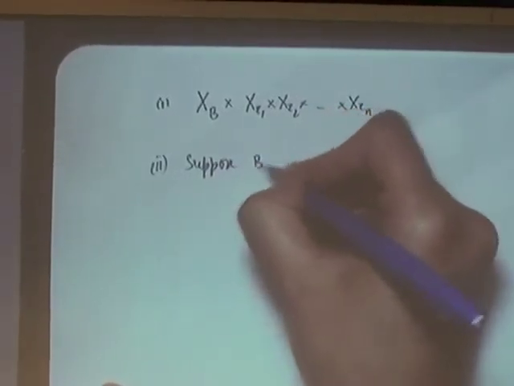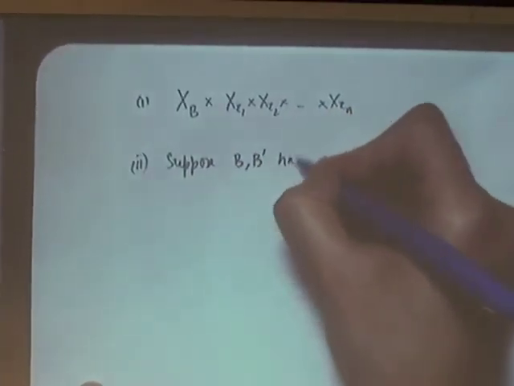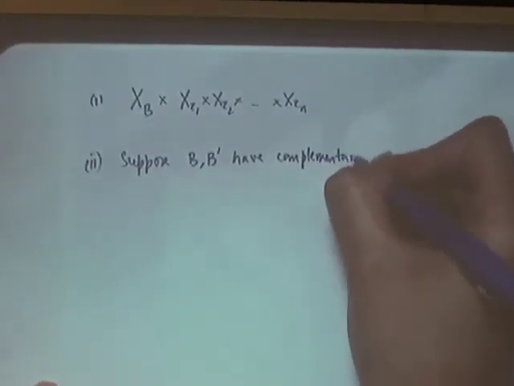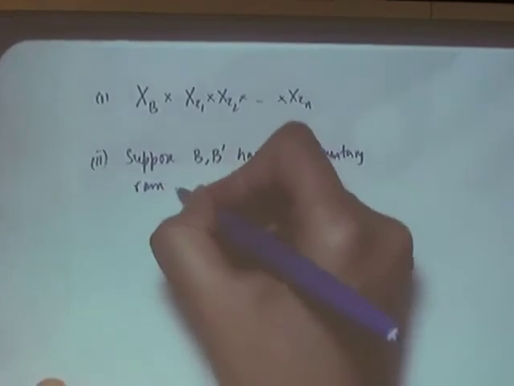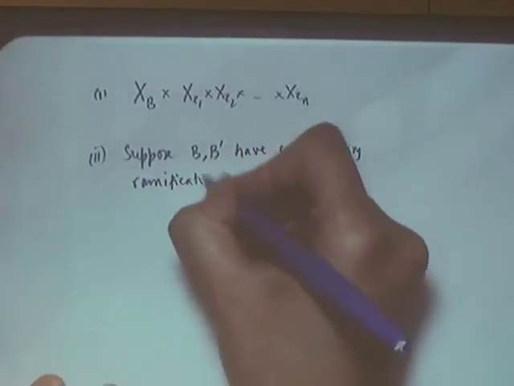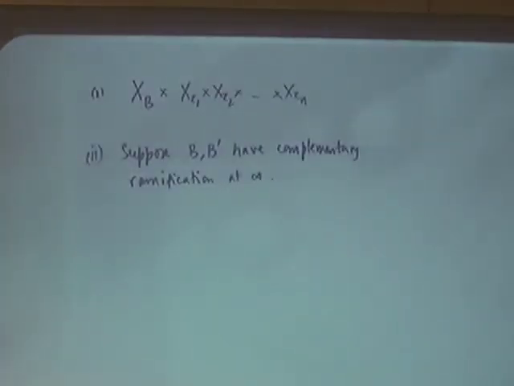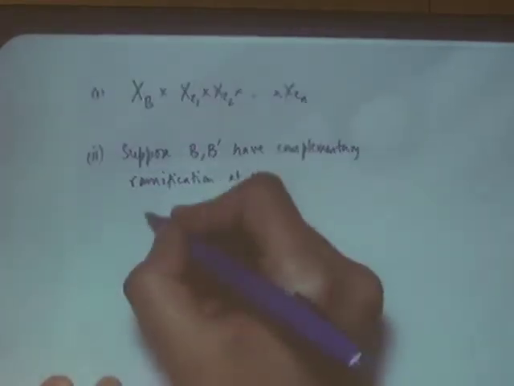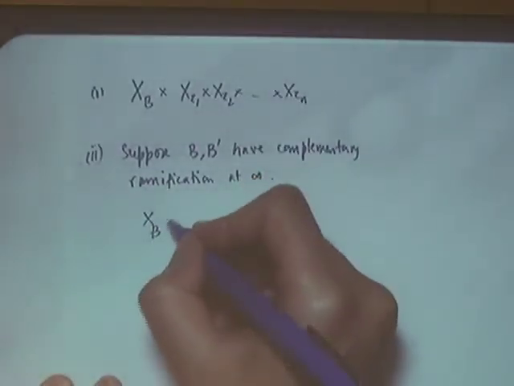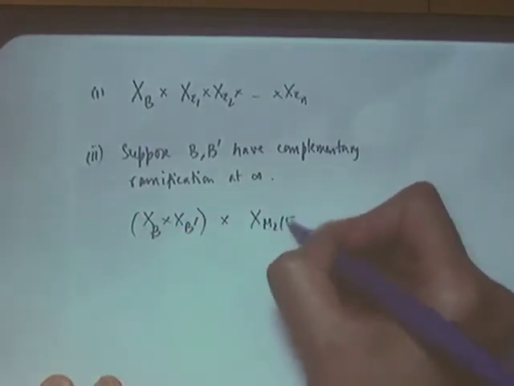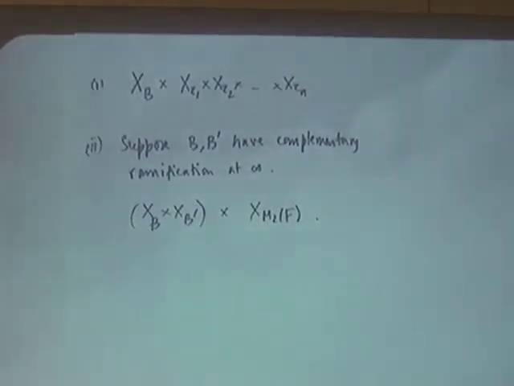Suppose B and B prime have complementary ramification at infinity. So if I take the set of infinite places where they're ramified, let's say they're complementary. Then there should be a cycle on X sub B cross X sub B prime cross X sub M2F.